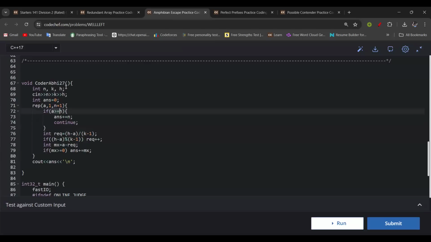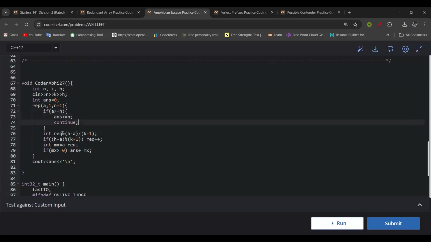So it would always be valid if A is greater than H. That's a small base case: if A is greater than H, it means in one step you would come out. So you can just add plus N to your answer, meaning you can have any B from 1 to N. All valid combinations of B from 1 to N are valid. So add plus N to our answer and continue.